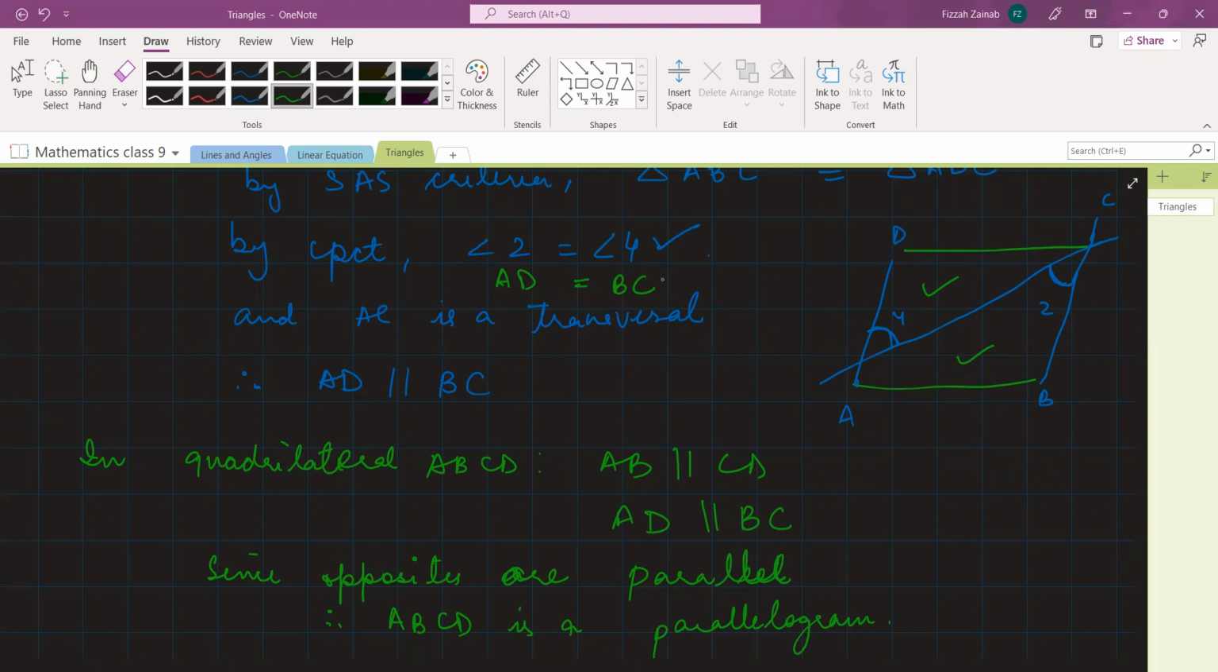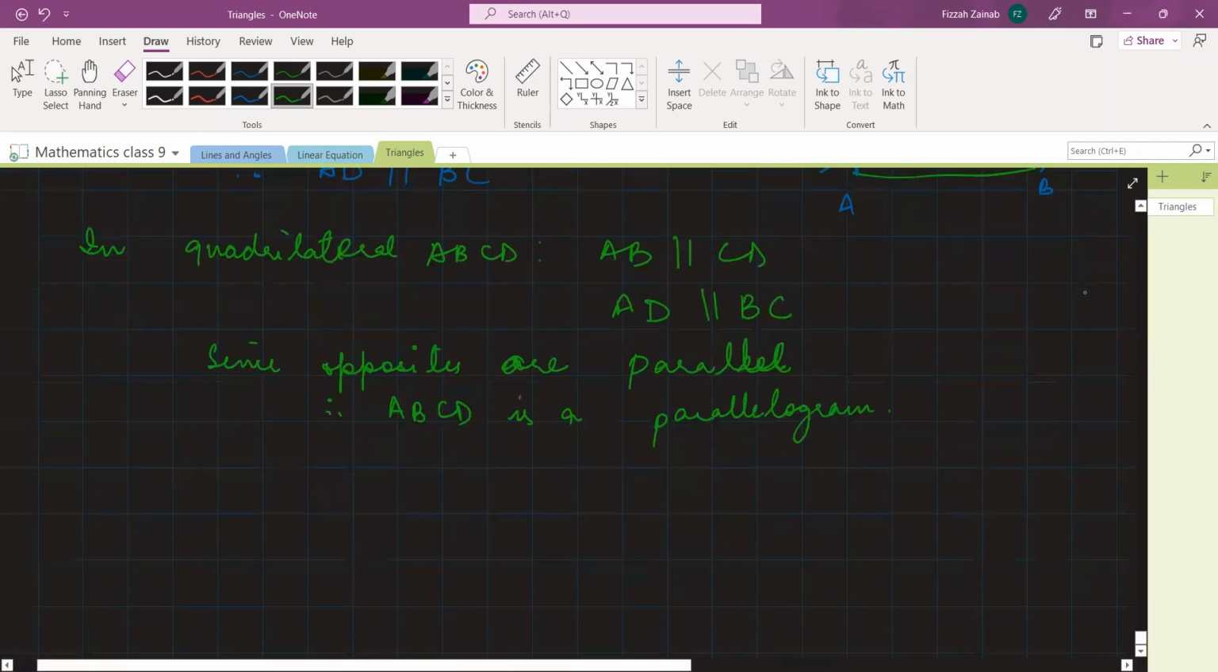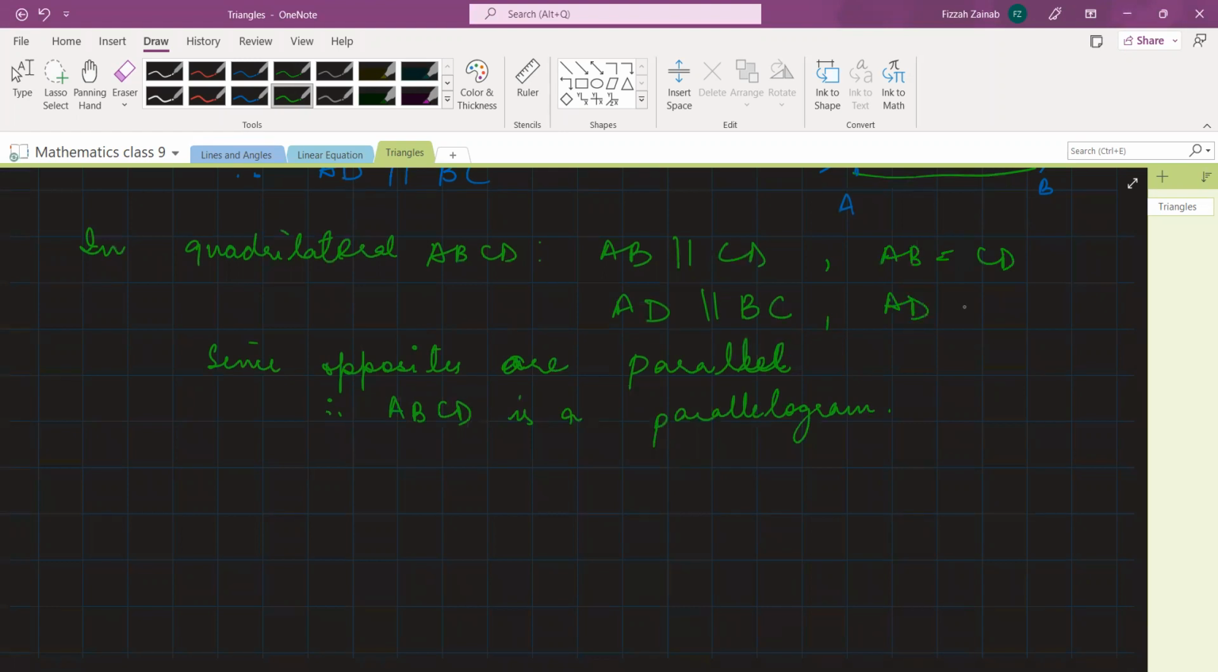Okay, so this is an additional thing. Please write. We have also shown by CPCT that this AD is equal to CB. Now what is happening? So AB is parallel to CD and AB was already equal to CD, that was given. Now we have shown that AD is parallel to BC and AD is also equal to BC. So the opposite sides are parallel and equal. So therefore ABCD is a parallelogram. So the theorem was basically that the opposite sides are equal. So by the converse, ABCD is a parallelogram.